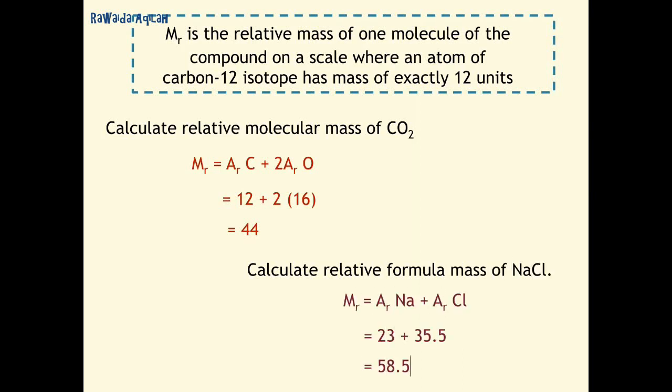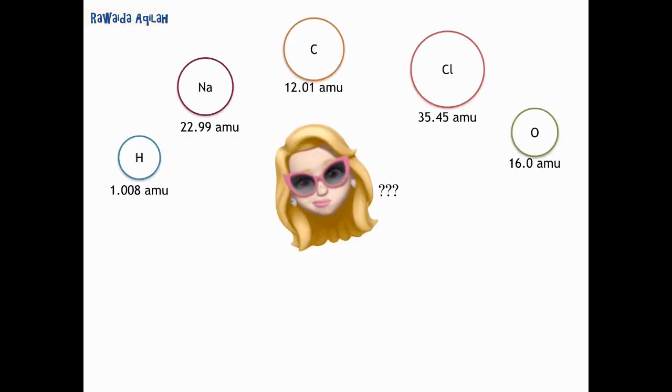And this is an example of ionic compound. Calculate the relative formula mass of NaCl. So just add the mass of Na and Cl together. We will have 58.5. But how did the chemists get all of the isotopes' mass and its abundancy?